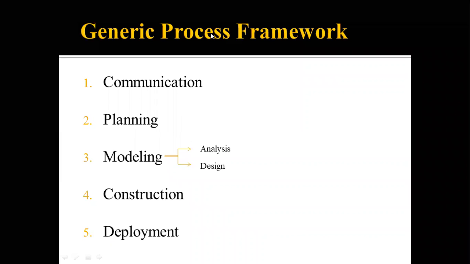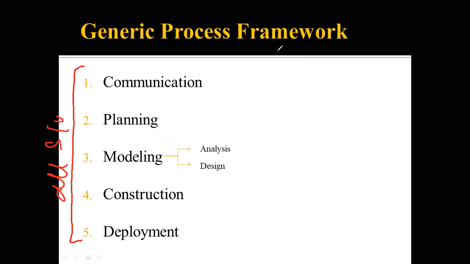The next one is the generic process framework. Now, within this generic process framework, you've got 5 different activities: communication, planning, modeling, construction, and deployment. Now, these 5 activities are going to be used in many projects. These activities are basically followed in all software projects.